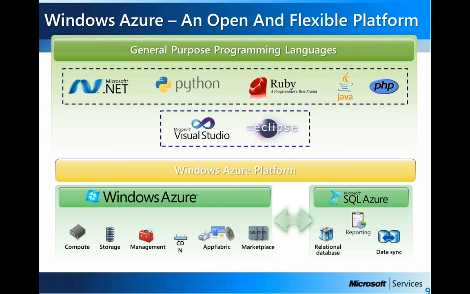Now here you can see we have also mentioned on top general purpose programming languages. It means the Windows Azure platform allows you to choose any language and tools based on those languages to develop applications for Windows Azure. The supported languages you can see here are .NET, Java, Ruby, PHP, Python, and the tools are also familiar tools, like most of you might already be using Visual Studio, and for Java and PHP you can use Eclipse.